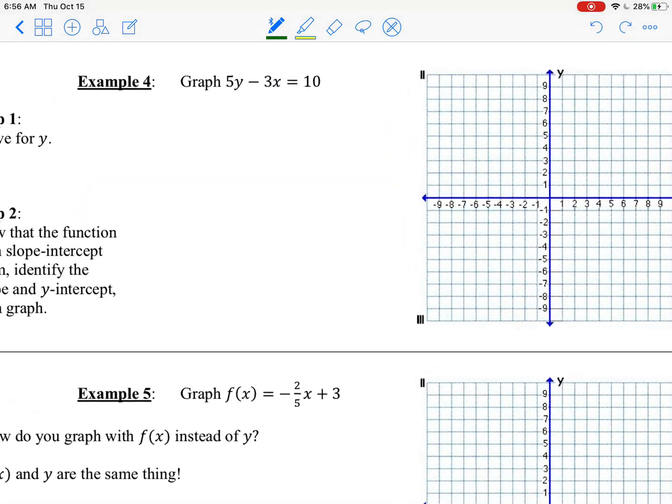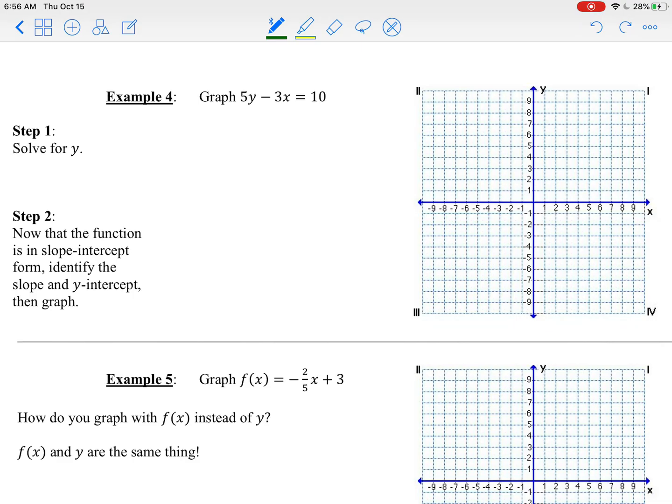If you guys feel good about graphing in slope-intercept form, go ahead and work on that Delta Math. If not, I'll do a couple more examples for you here.